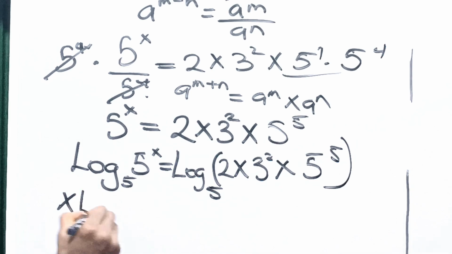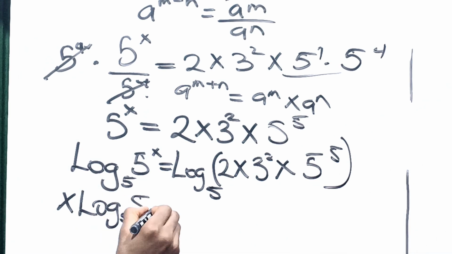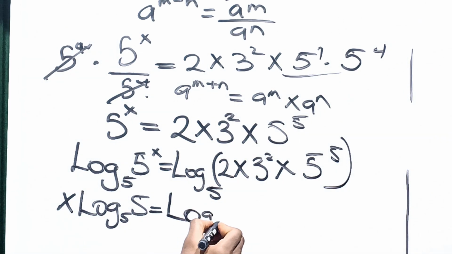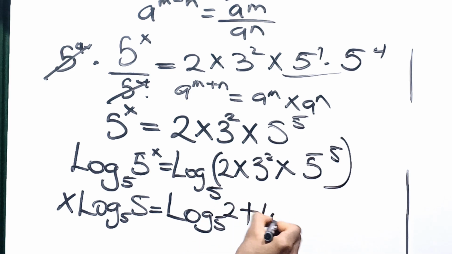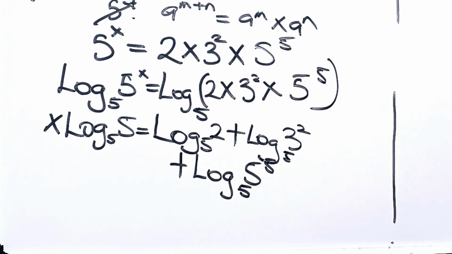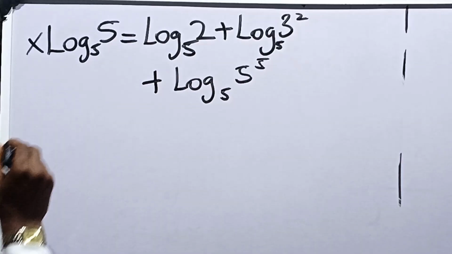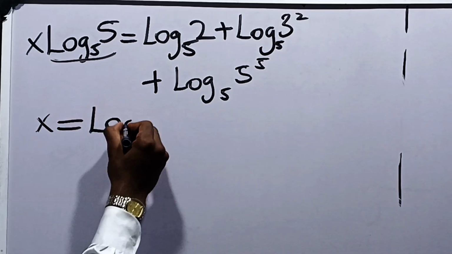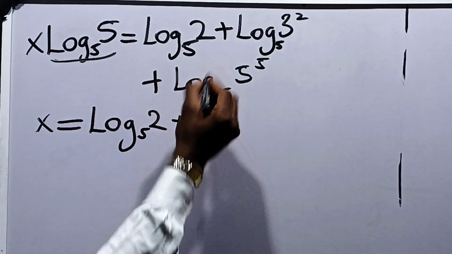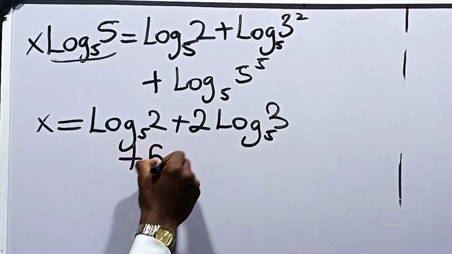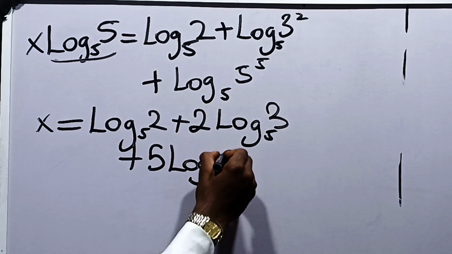So you have x multiplied by logarithm of 5 base 5, equal to, when you have this, you open up and put plus between them. So we have logarithm of 2 plus log of 3 squared in the same base 5 plus log of 5 to the power of 5 in base 5. Sweet deal. So moving on from here, we're going to have x multiplied by logarithm of 5 base 5 is 1. So we have x times 1, which is x, equal to logarithm of 2 base 5 plus 2 multiplied by logarithm of 3 base 5 plus 5 multiplied by logarithm of 5 base 5.